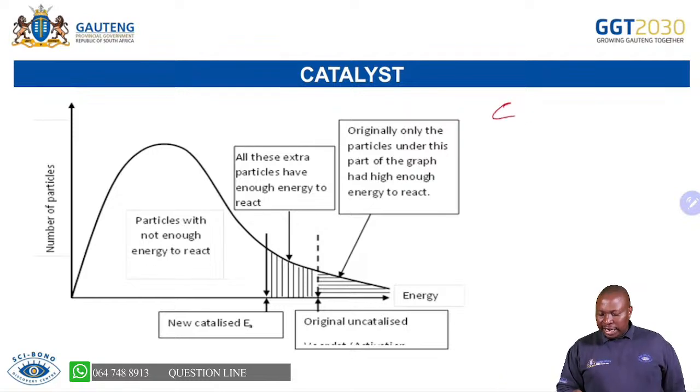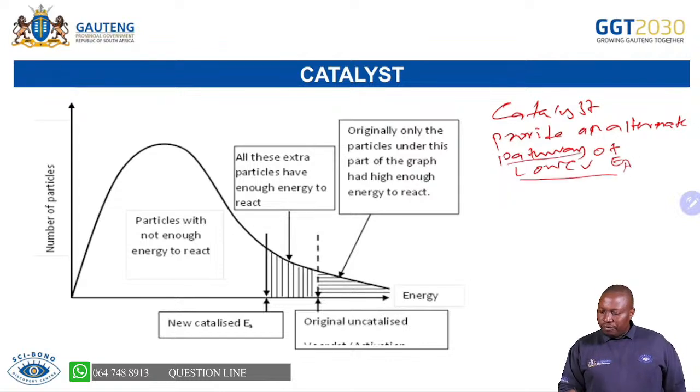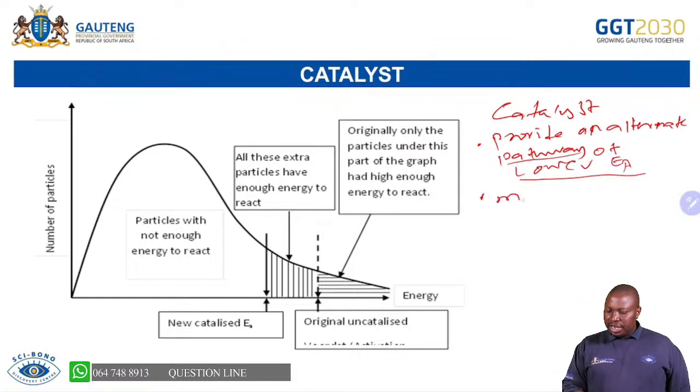So when it comes to a catalyst, we are saying a catalyst will provide an alternate pathway of lower activation energy. So it provides an alternate pathway of lower activation energy. That is the first bullet. The other bullets are the same. You'll have more effective collisions per unit time. You'll have an increase in the rate of reaction. Then you can talk of more particles having energy greater or equal to activation energy.